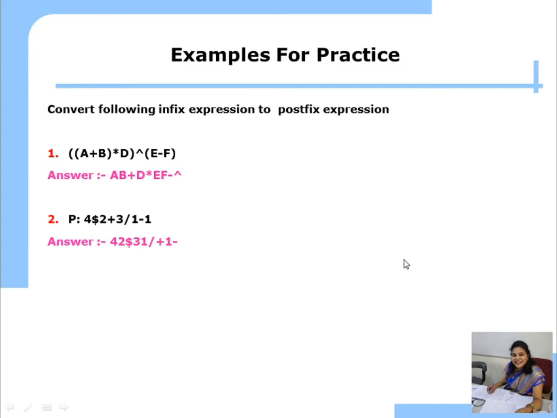So these are two examples for practice. Try this example at home and practice. We are going to solve this example in your live session.